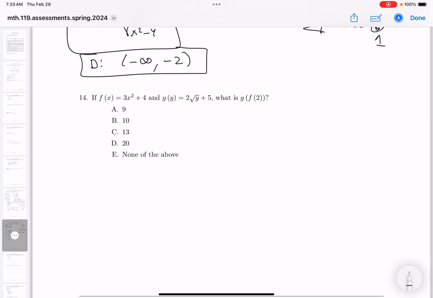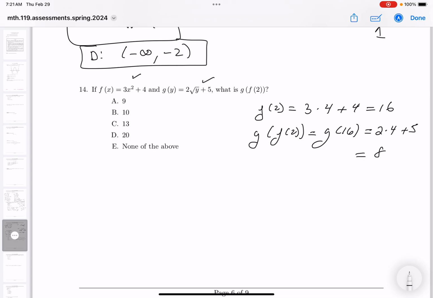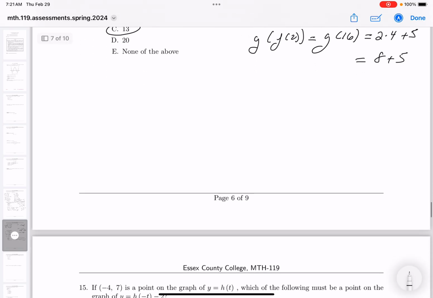That's done. All right, 14 is a multiple choice, and for multiple choice, I want to make a choice over here. The first thing I want to do is evaluate f of 2. F of 2 is going to be 3 times 4, because 2 squared is 4, plus 4, and that's going to be 16. Then they want me to do g of f of 2. Well, again, f of 2 is 16, so g of 16, well, what does g do? It's the square root of that number multiplied by 2. The square root of 16 is 4, and then I add 5 to it. 2 times 4 is 8. 8 plus 5 is 13. Do I see that answer? I do. It's 13. Let's keep moving.